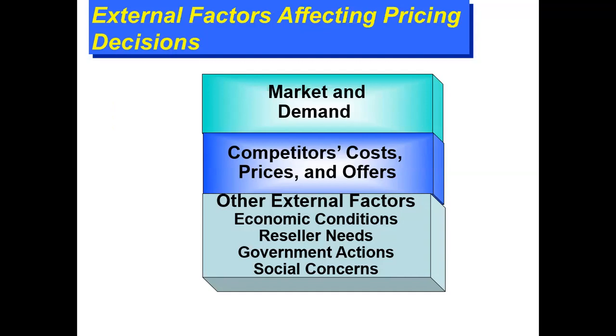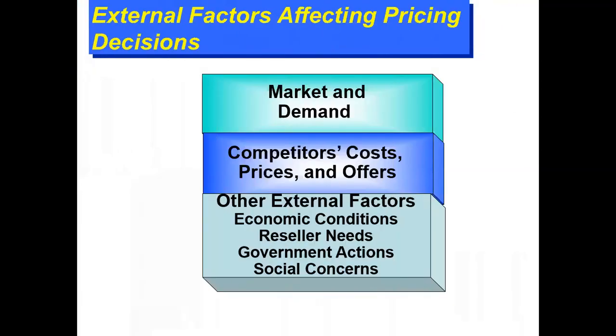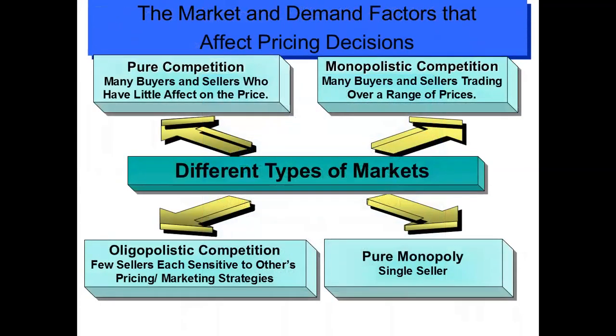And these are market and demand, competitors' cost, their price, and their offerings. And some other external factors are the economic condition of that particular market, or maybe the country. What are the government actions? What are their social concerns? So if you talk about the market and demand, market is basically how our customer is behaving, how they are demanding the product. So market is generally of four types.